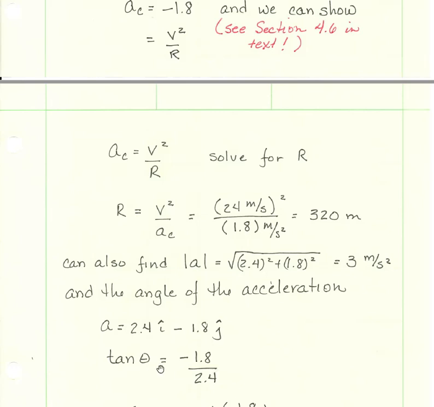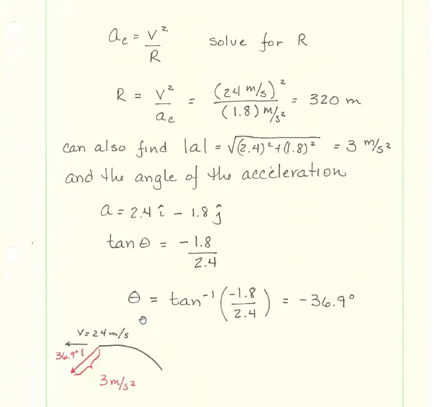I can also determine the angle by using the tangent, and that's going to be my y over my x. Think about your unit circle diagram again, that right triangle. I can calculate that angle, and now if I do the arc tangent, I'm going to show that it's negative 36.9 degrees.